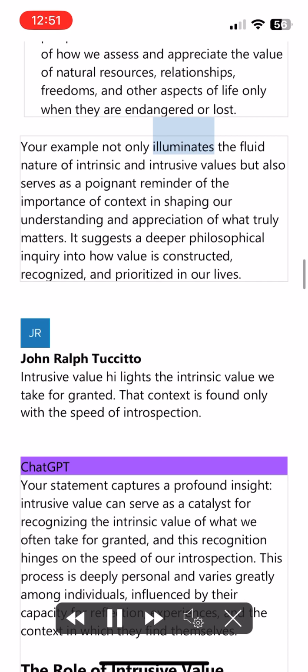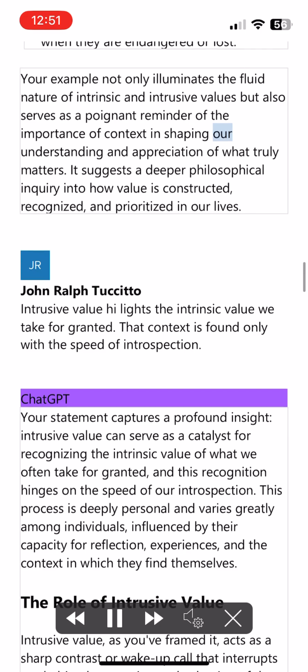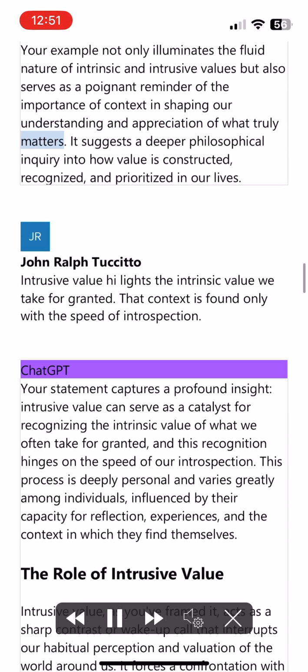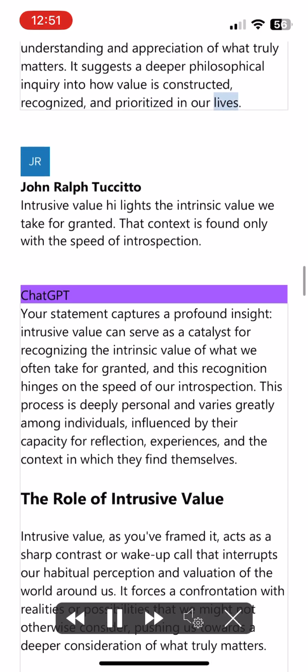Your example not only illuminates the fluid nature of intrinsic and intrusive values but also serves as a poignant reminder of the importance of context in shaping our understanding and appreciation of what truly matters. It suggests a deeper philosophical inquiry into how value is constructed, recognized, and prioritized in our lives.